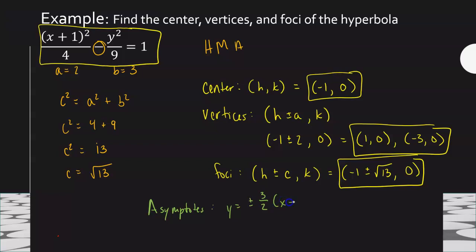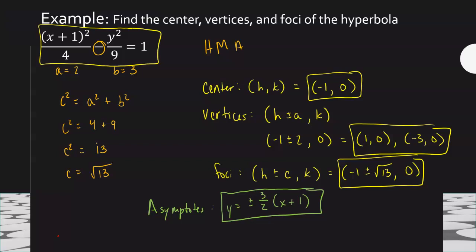And then it's going to be x minus our h value. Our h is negative 1. So x minus negative 1 becomes x plus 1. Then we add k. So if you want to write down plus 0, you can. Otherwise, we can just say y equals plus or minus 3 halves times x plus 1 would be our equations for our two asymptotes.